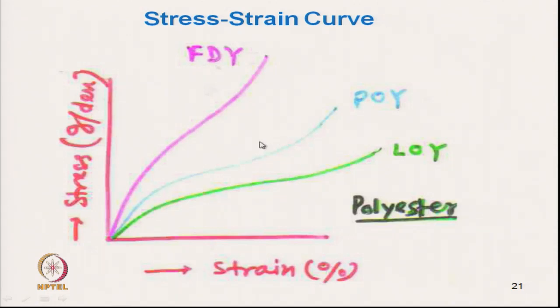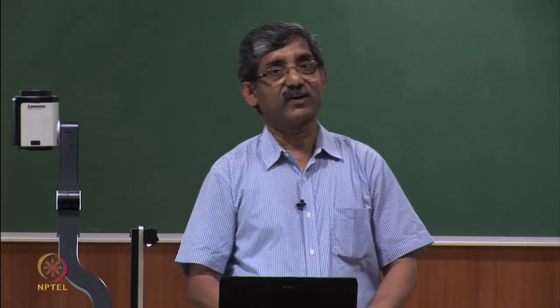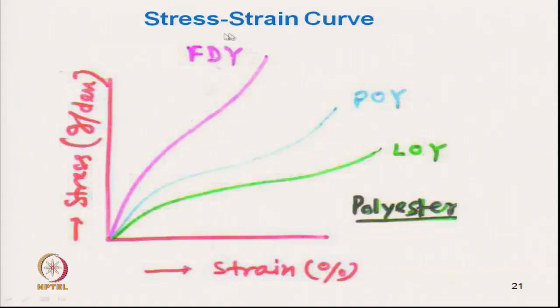But in the case of fully drawn yarn, FDY, it has been aligned, oriented. That is why it takes higher stress with smaller strain. So, the rigidity of FDY is much higher than LOY, which is expressed by the initial modulus.